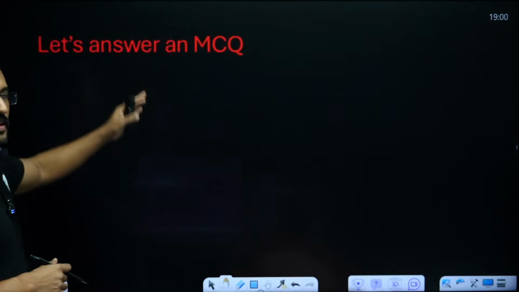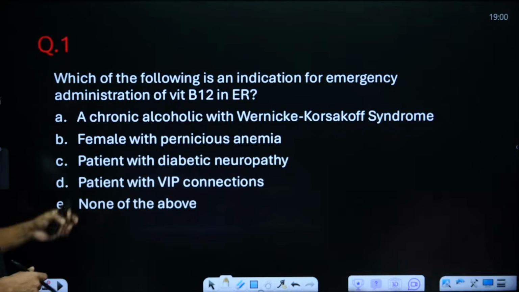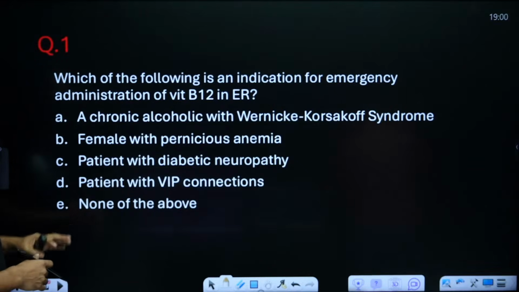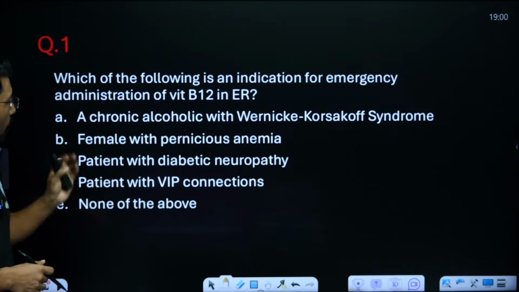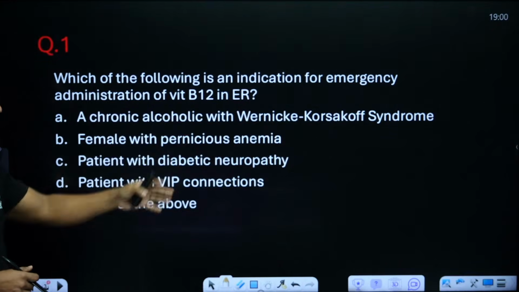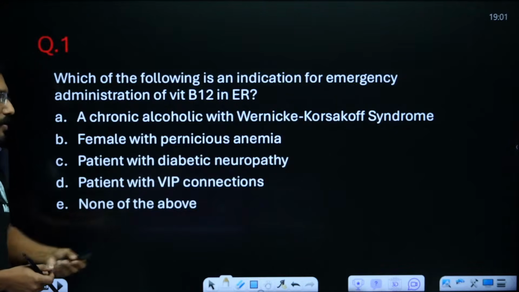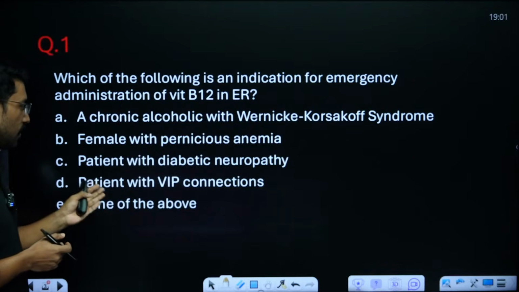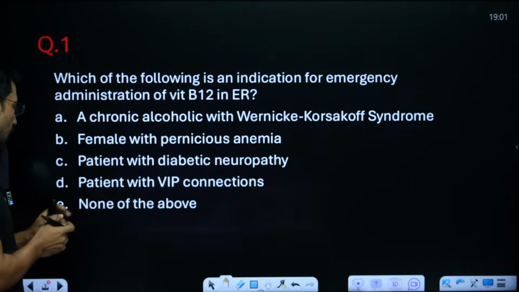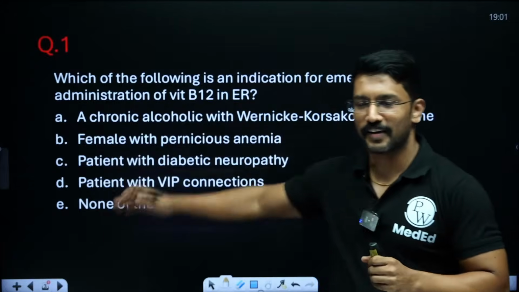So let's try to answer an MCQ. This is the question. Let us see how many of you can answer it. Which of the following is an indication for emergency administration of vitamin B12 in emergency room? Options are A, a chronic alcoholic with Wernicke-Korsakoff syndrome. Option B, a female with pernicious anemia. Option C, a patient with diabetic neuropathy. Option D, a patient with VIP connections. And E, none of the above. So how many of you are going to give me the right answer?